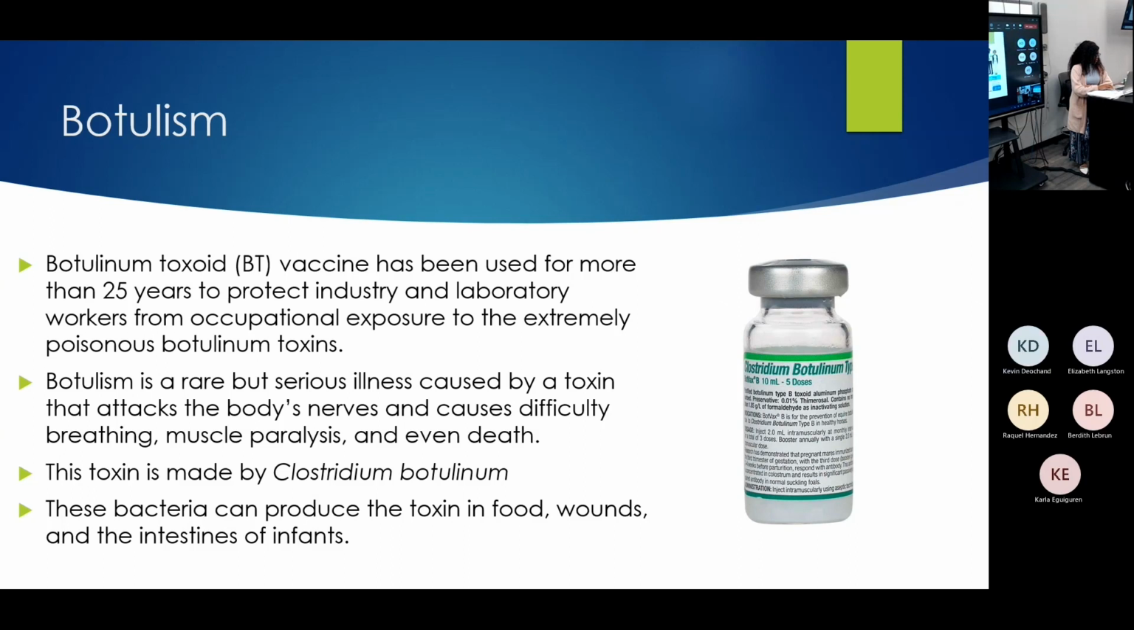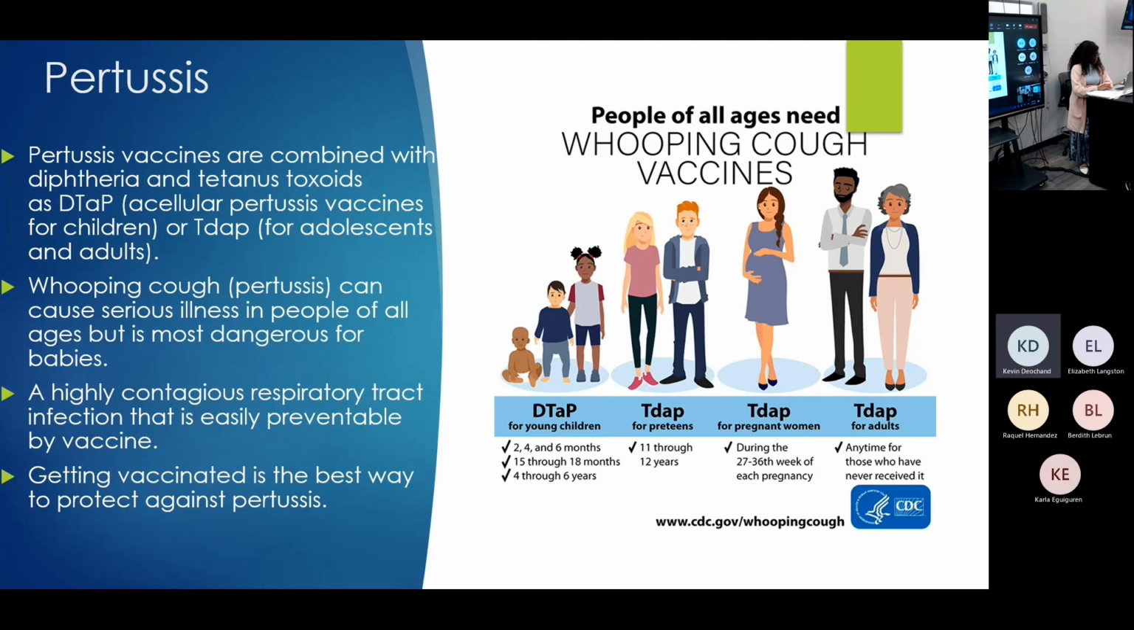And pertussis is known as whooping cough. It can cause a serious illness, but it is most dangerous in babies. It is a highly contagious respiratory tract infection, and it can be prevented by having a vaccine. The vaccine is a combination of diphtheria and tetanus toxoids, such as DTaP for children or Tdap for adults.